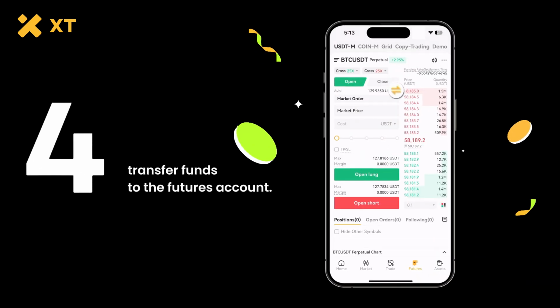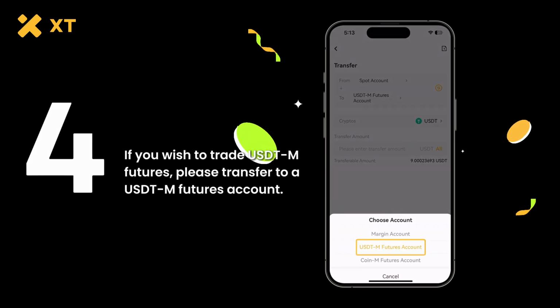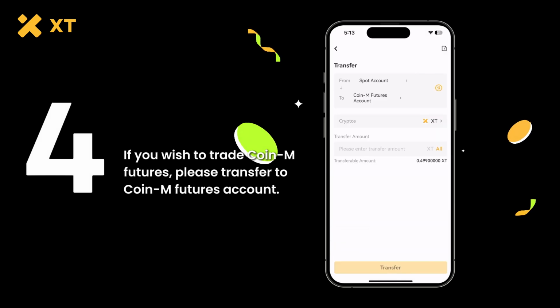Step 4. Transfer funds to the futures account. If you wish to trade USDTM futures, please transfer to a USDTM futures account. If you wish to trade CoinM futures, please transfer to CoinM futures account.